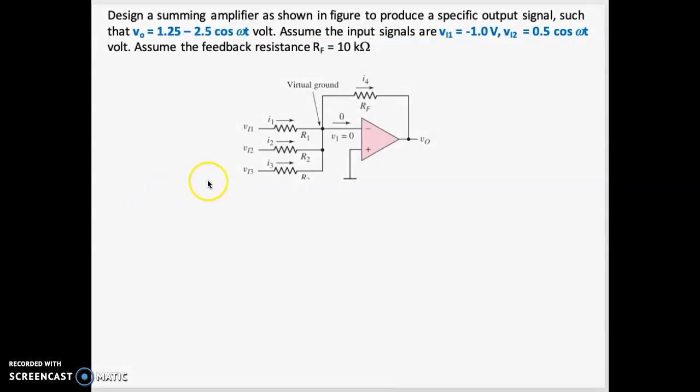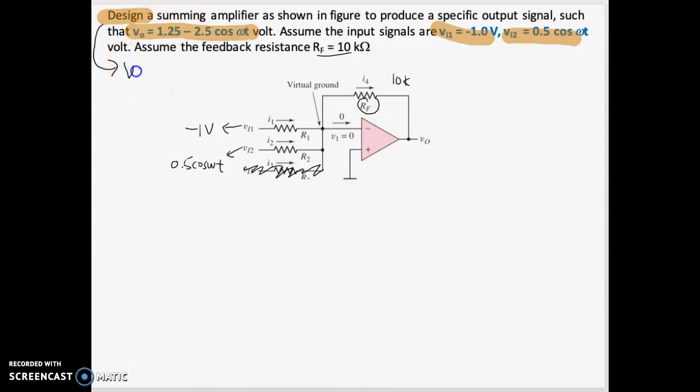Okay, let's do one example. The question says the word design: design the summing amplifier to produce a specific output voltage. This is the output voltage and these are the input voltages. There are only two inputs here, so we don't have this one. You're given RF, the feedback resistor, which is 10K. Your V1 is minus 1 volt, and your V2 is 0.5 cos omega t. When the question says design, what does the question want?